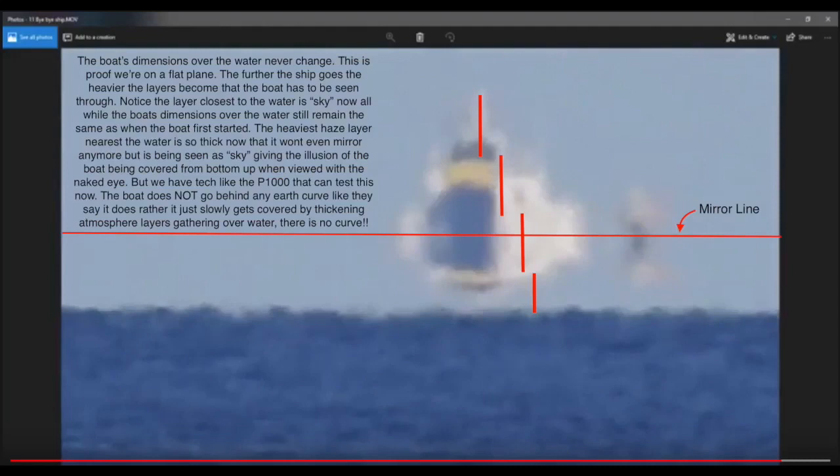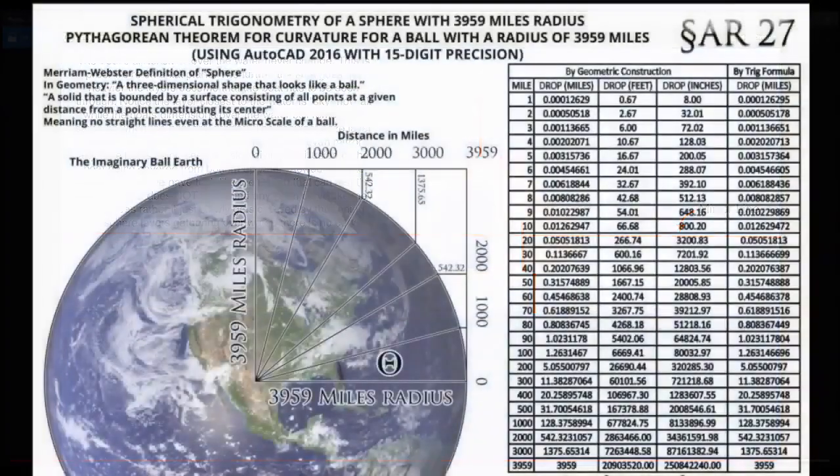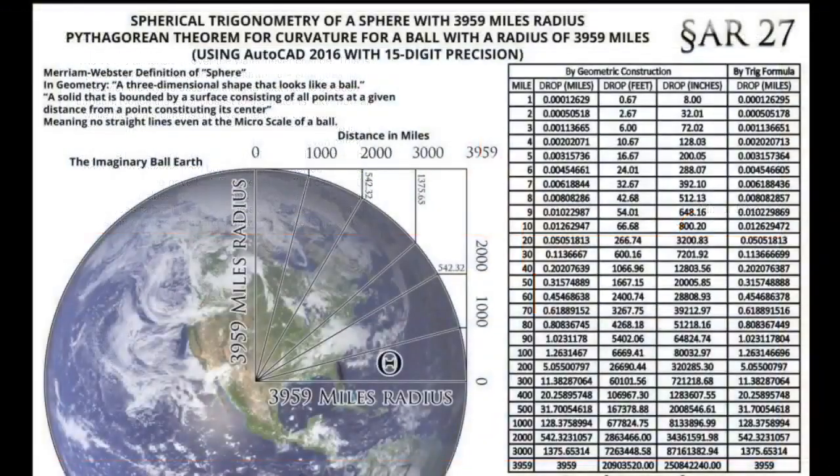While at the same time, the dimensions of the boat, the size of the boat, remains the exact same over the water the whole time. This is proof the objects go behind a thickening atmosphere, not Earth curve. And with equipment like the P1000, we can now test this thoroughly. The battle for long-distance viewing is not Earth curve, it's atmosphere. Now, the ocean can also throw other curveballs like tide and ocean swell, which is why we chose to use a lake.